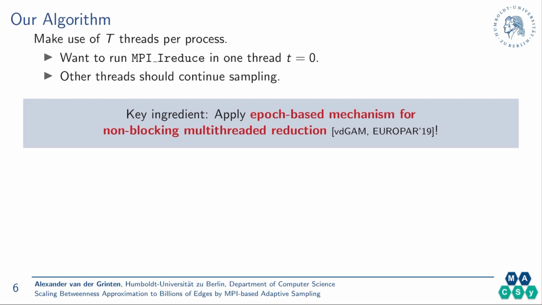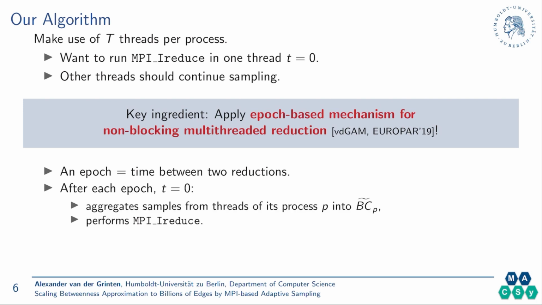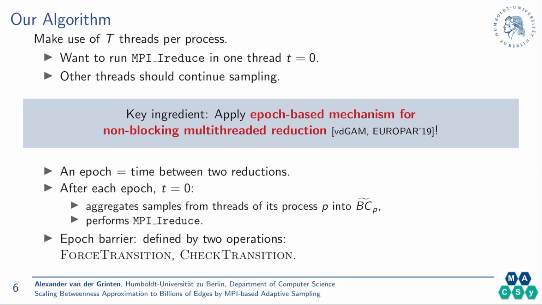makes use of a data structure that we presented at last year's Europar. As an epoch, we consider the time between two reductions, and after each epoch, thread 0 performs the following work. First, it aggregates samples from all threads of its own process into its BC tilde P vector, and then it performs the MPI reduce to aggregate the data across all compute nodes. Now between each epoch there's a barrier, and this barrier is defined by two operations, force transition and check transition, and in the following we will take a closer look at these two operations.